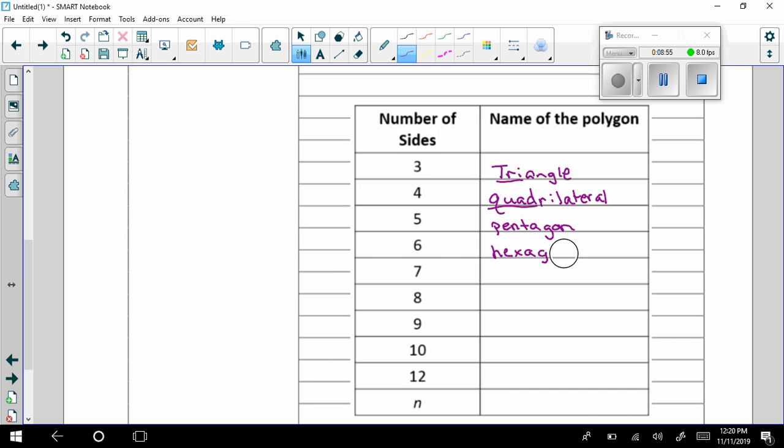You can see the word polygon, hexagon. Seven is a heptagon. Eight, like a stop sign. Eight, like an octopus, is an octagon. Nine is a nonagon. Ten is a decagon.